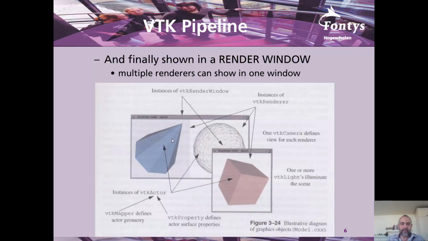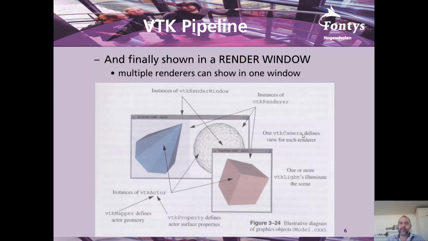The things that we see, the cone and the sphere and the cube, are the actors. In VTK they are called vtkActor, that's the class we use for that. Actors have properties like color. We have a blue cone and a red cube, but these colors are defined with a vtkProperty. We have the mapper that makes the connection between the data and these objects.